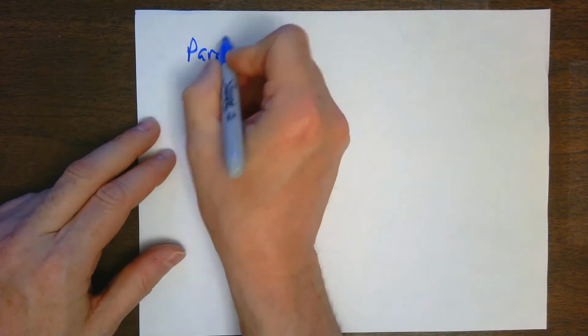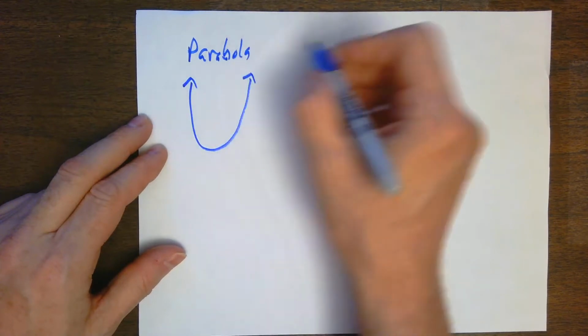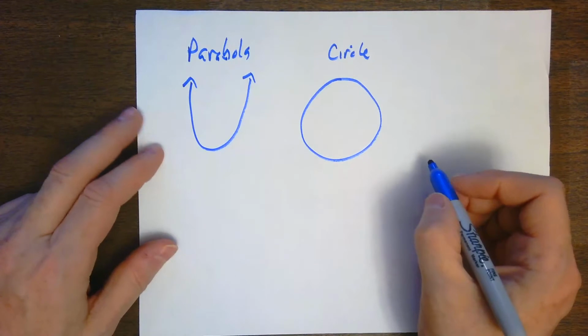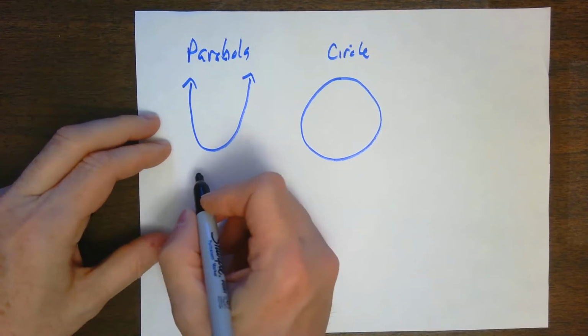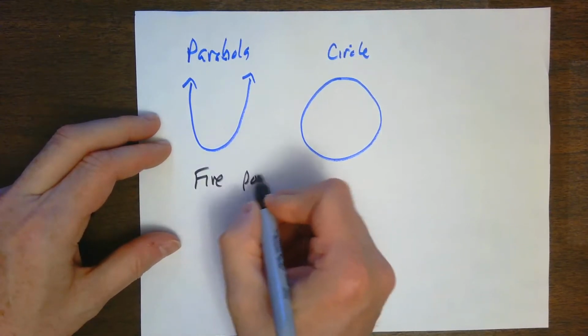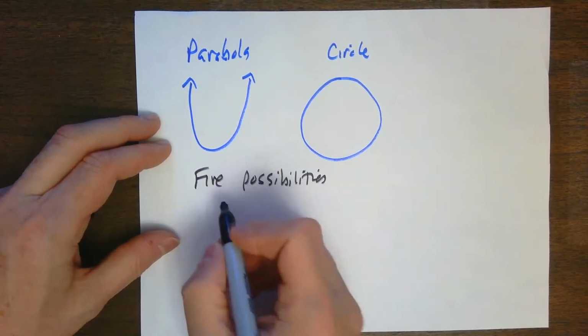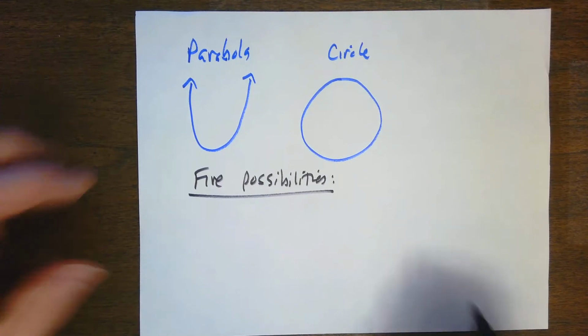parabola, which we know is this U shape here, and a circle. A circle looks like this. Now, if I put these two together, what are the possibilities here? And there are actually 5 possibilities. Five possibilities. Let's take a look at them.